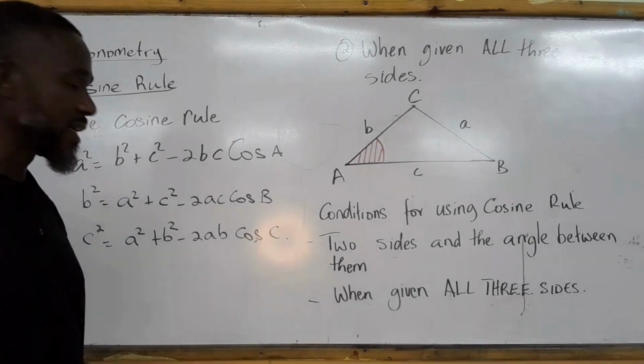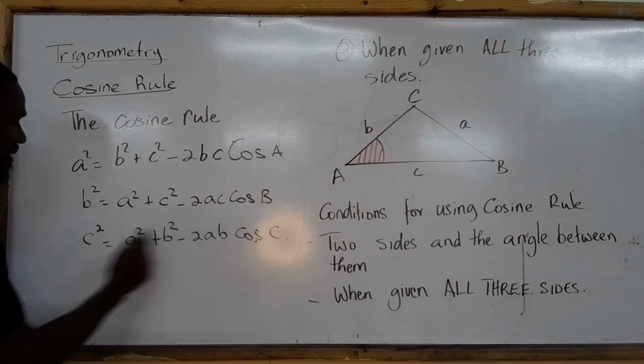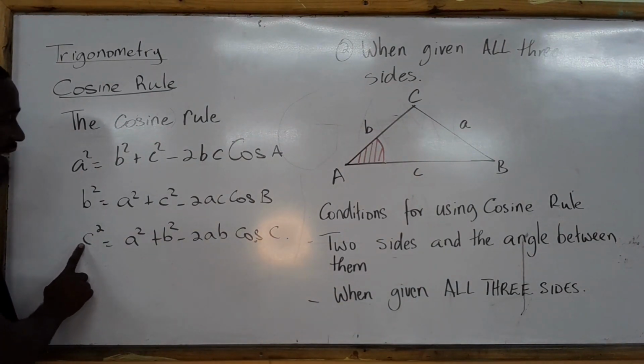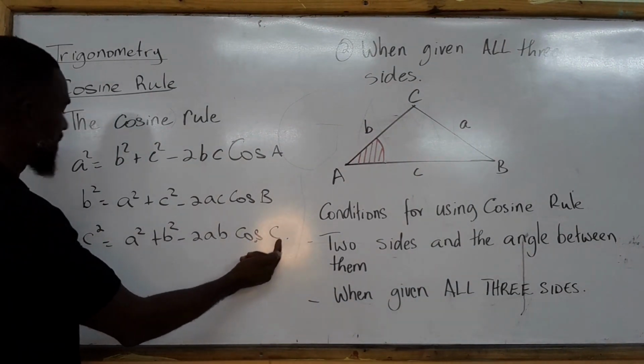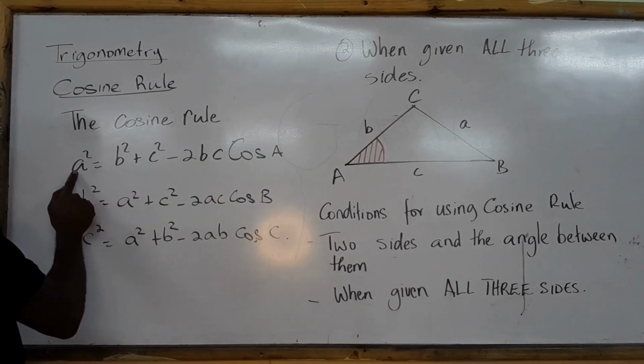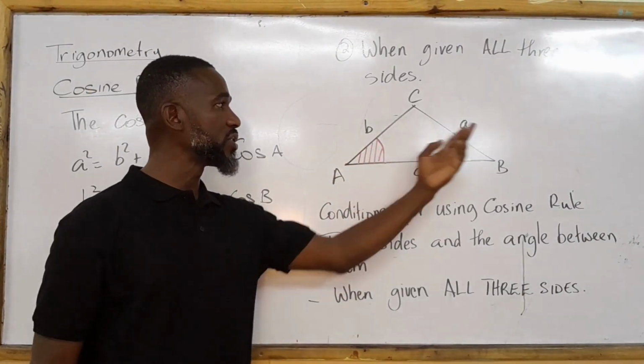And again, notice that the angles and the sides are opposite to each other. So if this is side C, angle C must be on this side, and side B, angle B, side A, angle A. Again, remember the angles and the sides are opposite to each other.